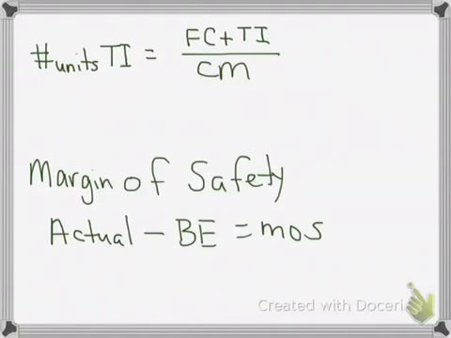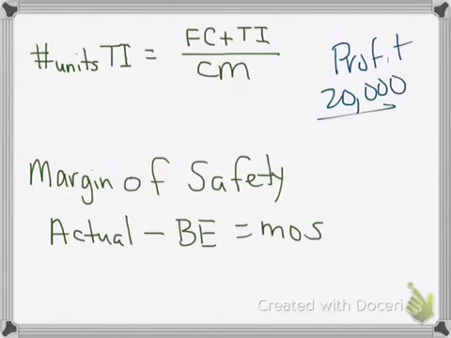Other equations that we're going to look at: we don't always just want to know what point we're going to break even at. Sometimes we might say, okay, we want a profit of $20,000. So if we want a profit of $20,000, we may need to know how many units we need to produce to do that. And so that profit amount is going to be our target income amount. So with that, you would take your fixed cost, add what you want your profit to be, and then divide that by the contribution margin, and that lets you know how many units you have to sell to make that profit.